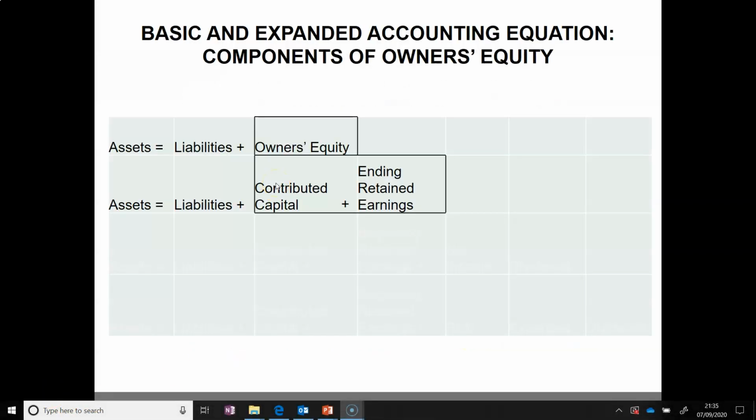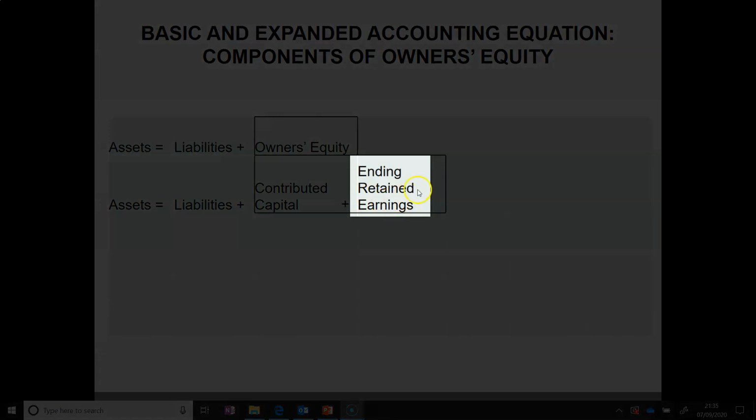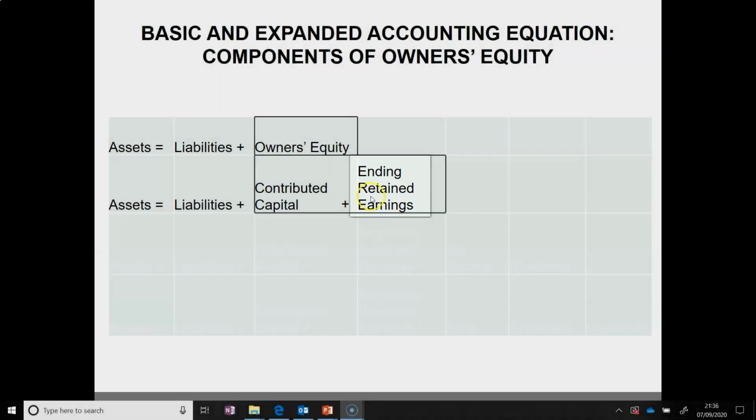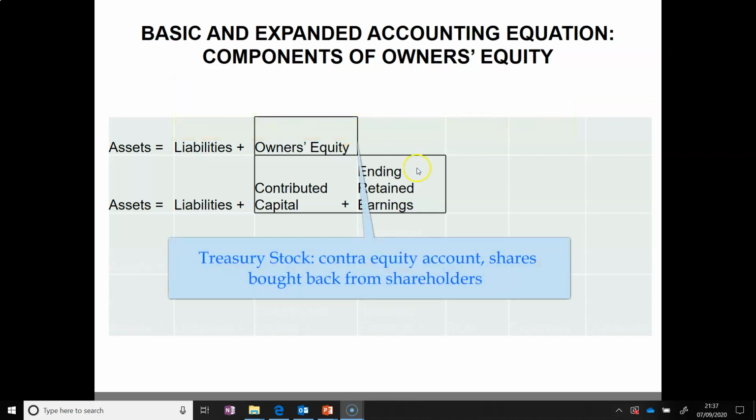We can expand the basic accounting equation further, as owner's equity at a given date can be classified by its origin, that is the contributed capital by owners, or retained earnings in the business up to that date. Though it's a bit of a simplification, as in reality there may be other items in the owner's equity section, such as treasury stock and accumulated other comprehensive income. Treasury stock is a contra equity account that arises when the company buys back its own shares from the shareholders.